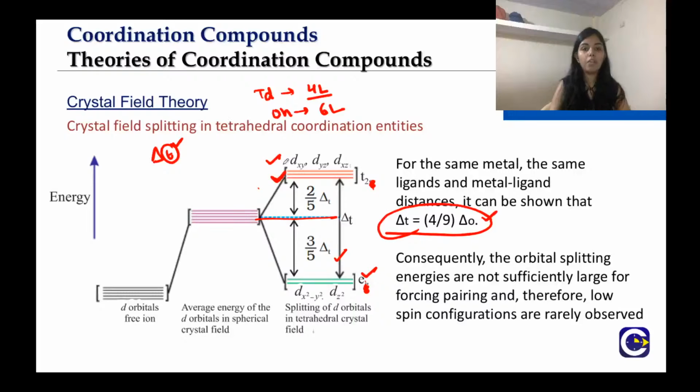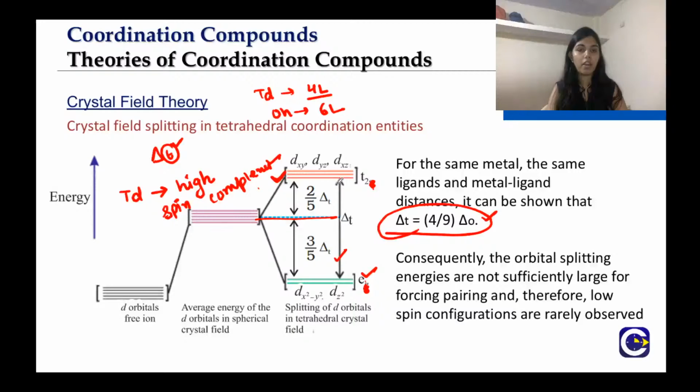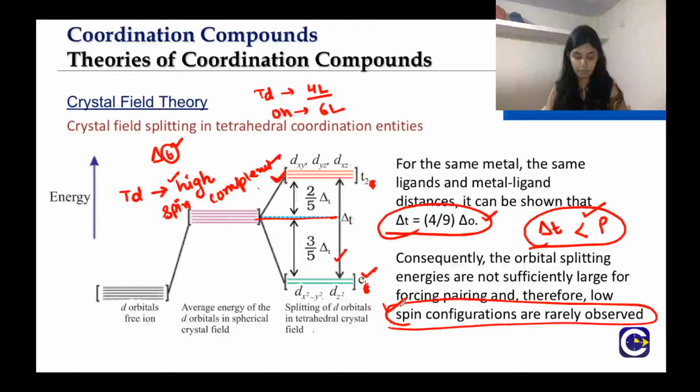Also, one thing you have to remember is that tetrahedral complexes generally always form high spin complexes. That means pairing does not take place in tetrahedral complexes because delta T is small. So what happens here is that the pairing energy in... and the rest we will complete in the next class.